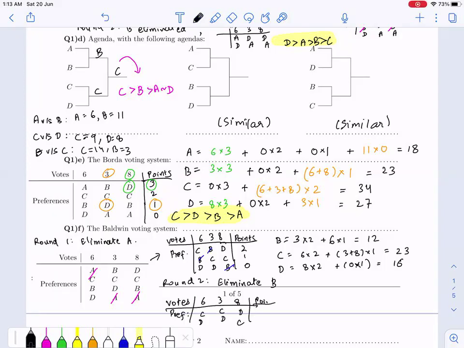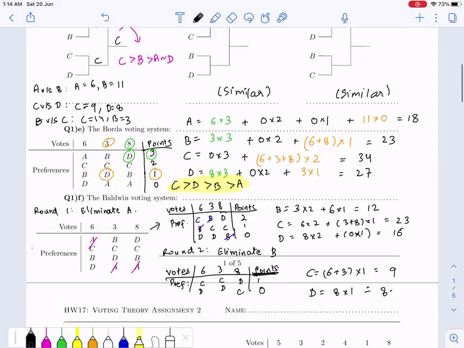Again, you assign points. 0 points for the bottom choice, 1 point for the top choice. And when you have just 2 of them, you just compare the top preferences. That reduces to plurality. So C gets 6 plus 3 times 1, which are 9 top votes, and D gets 8 times 1, which are 8 top votes. So C wins over D. So D is eliminated in this round.